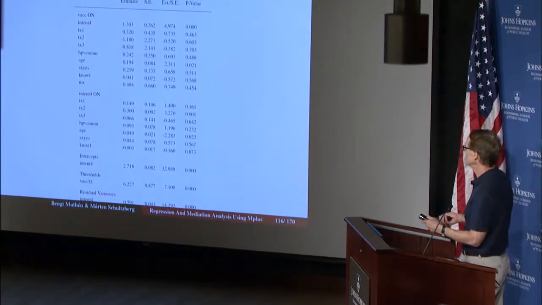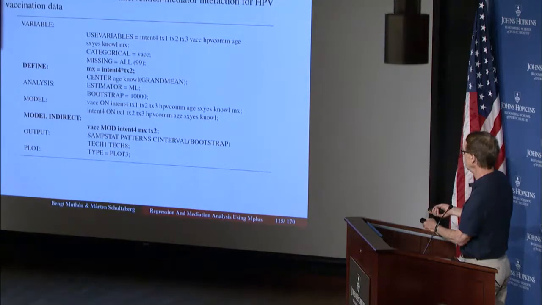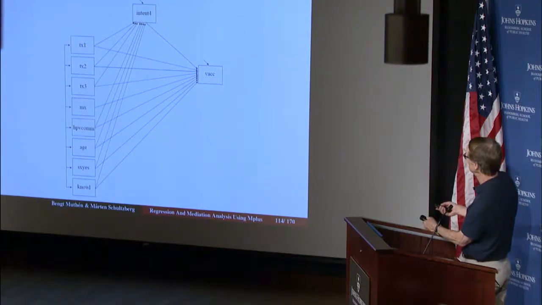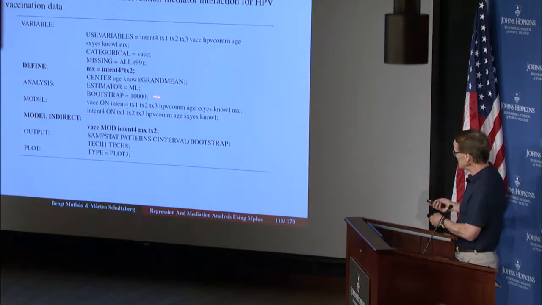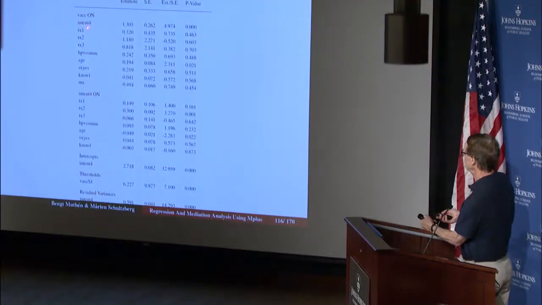So here it comes. Vaccination on intent 4, that's a logistic regression, right? How do we know that? Is it a logistic regression? Yeah, we say it is, so it should be. And we have estimator equals ML, where the default for ML is logistic. So if you don't say link equals probit, you get logistic. So this is a logistic regression, and we see that y on m essentially is significant. It's greater than 1.96. Look at the p-value there.